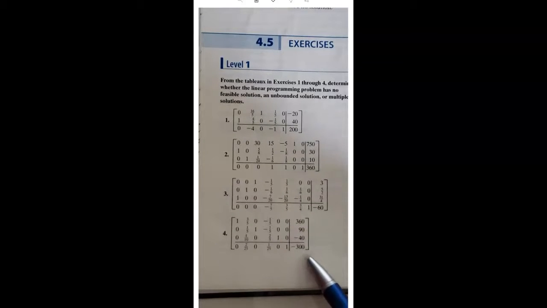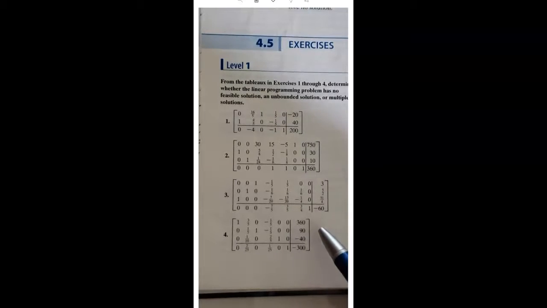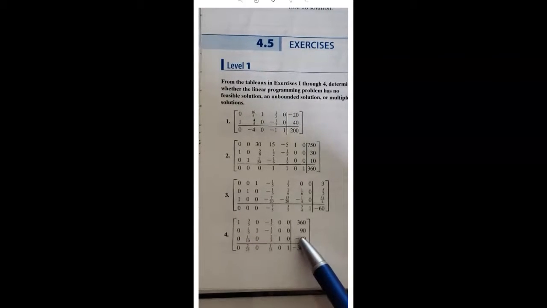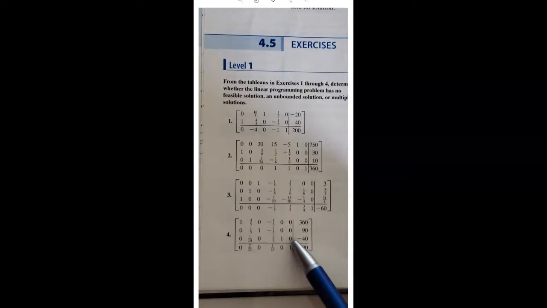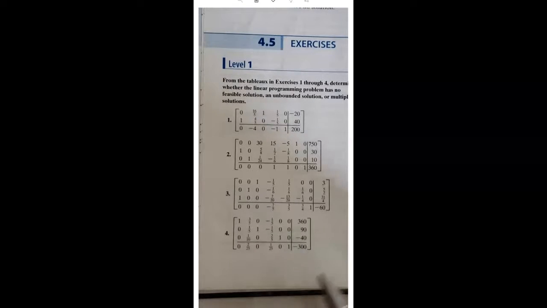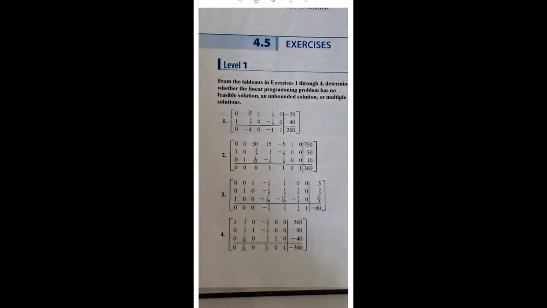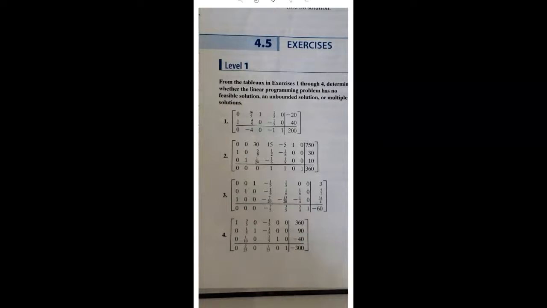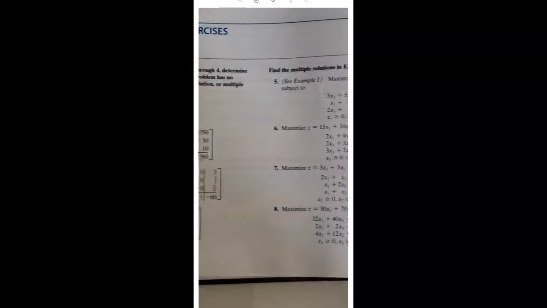Number 4, looking at row 3, this has got a negative number here, and again, there's no way to change that by multiplying by a negative number here. That won't give you negatives across the board here. So this is a no feasible region. Number 5, and it says to find the multiple solutions. So we know on number 5 that there are multiple solutions to that.